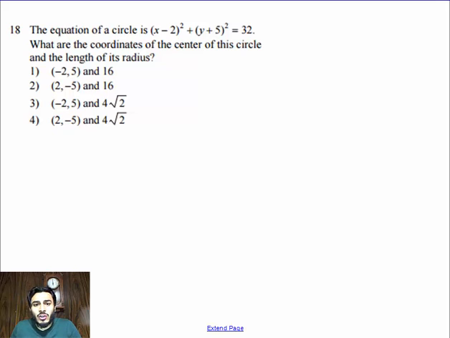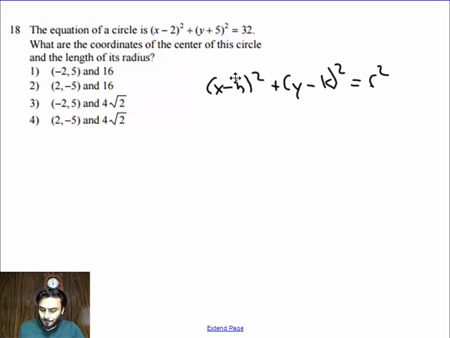Number 18 says the equation of a circle is (x - 2)² + (y + 5)² = 32. What are the coordinates of the center of this circle and the length of its radius? If you'll recall, the standard equation for a circle is (x - h)² + (y - k)² = r². To get h and k, that means to get the center, you have to take these guys over here and change the signs. So the center of the circle is actually (2, -5). That's the center.